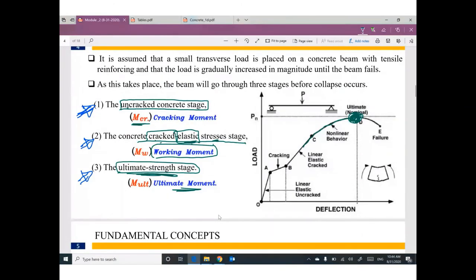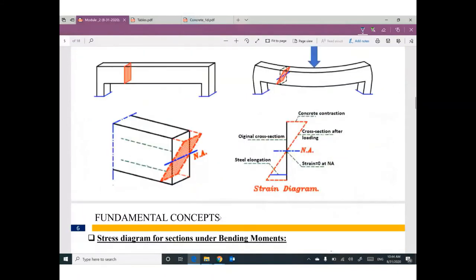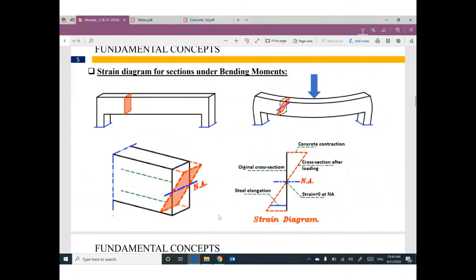So we have three stages. Okay, what else? We have something called strain diagram or strain distribution. If you have a beam under the effect of applied force, we have deformation. As I told you, concrete at the top will be under compression, which means under contraction. Concrete at the bottom will be under tension, which means under elongation. In between compression and tension, as we learned from strength of materials, we have something called the neutral axis. Do you remember? The meaning of neutral axis: no tension, no compression, something equals zero.